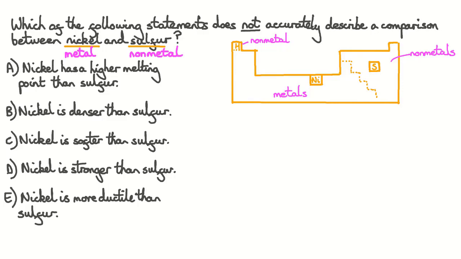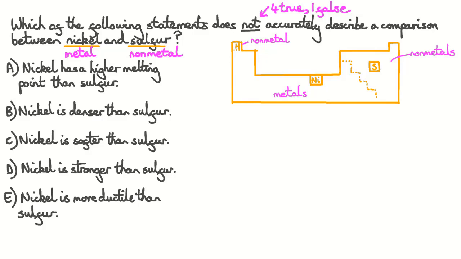So what this question is really asking is for us to compare a metal with a nonmetal. The question is also asking for the one statement which does not accurately describe a comparison between a metal and nonmetal. This means that we can expect 4 of our potential answers to be true and 1 to be false. And it's this false answer which is the correct one. So let's start with A. Nickel has a higher melting point than sulfur.